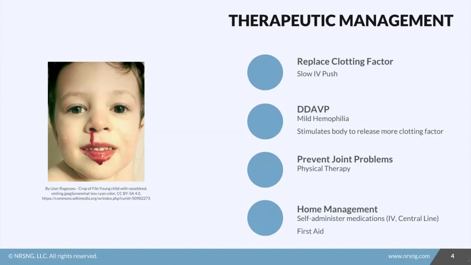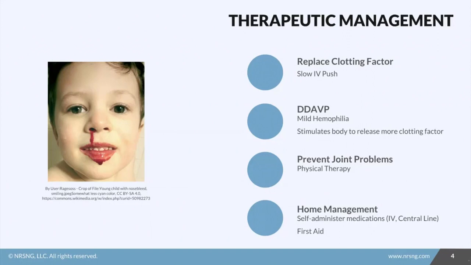If it's a milder case of hemophilia, they may only get the clotting factors as and when they need them. For the more severe cases, you can probably expect that the patients will have a central line, and this is just to avoid having to start IVs every single time they need an infusion.